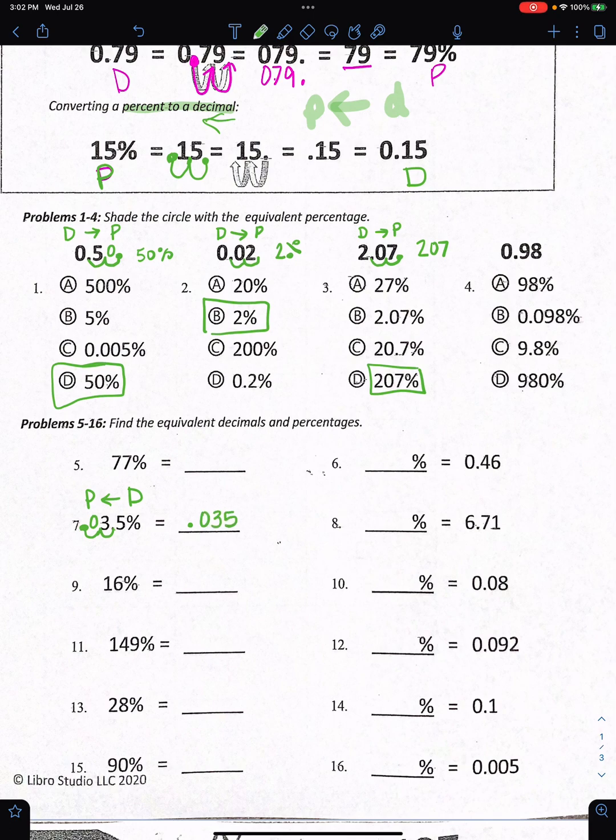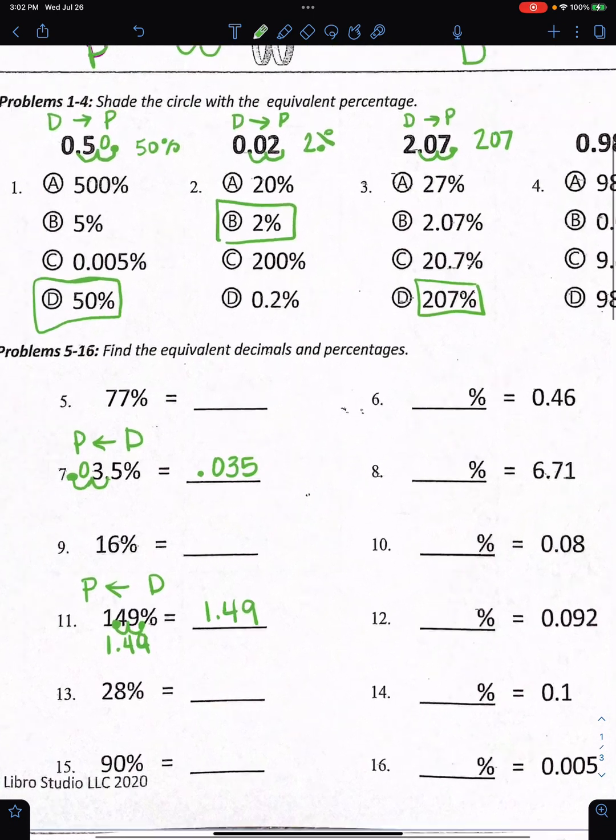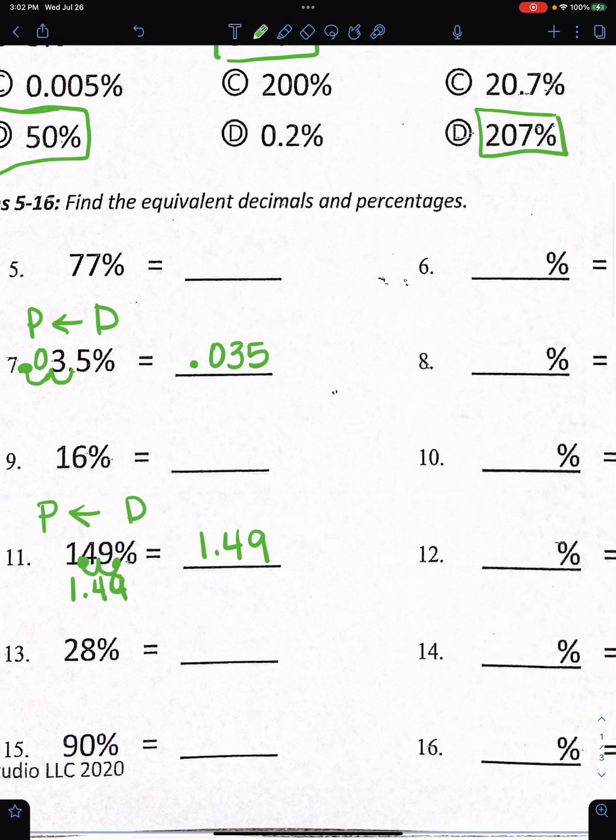The other one that I know that could be a little tricky is when we are changing our percents to decimals here. Again, alphabetical order, it's moving backwards. My decimal is right here, so I have to move backwards 1 space, 2 spaces. So my new number is 1 and 49 hundredths, which is 1.49. That should be a 9 here.